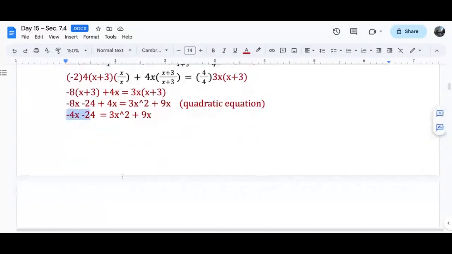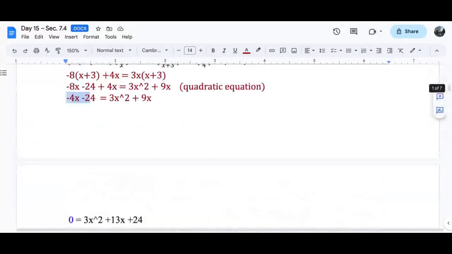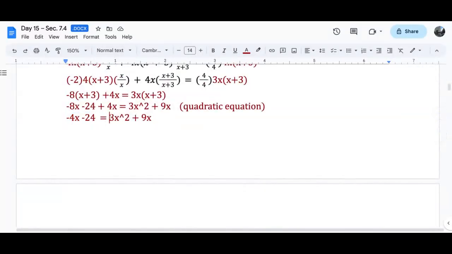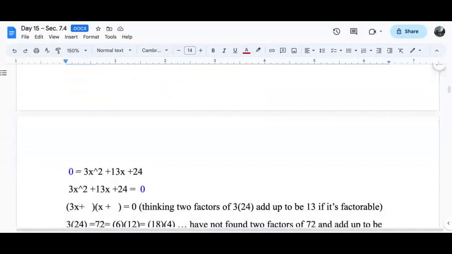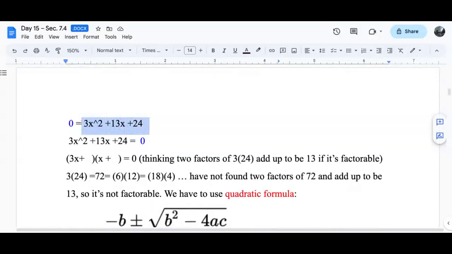Right? So this one becomes a quadratic function. So we just move everything to one side. We can move this to the other side, or we can move this one to this side, because we want to keep the leading term positive. When we do that, we get 3x squared plus 13x plus 24 equals 0. Right? We think, okay, can we factor this?